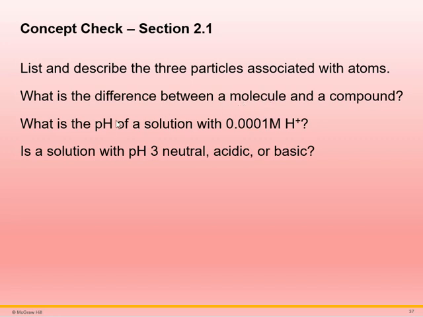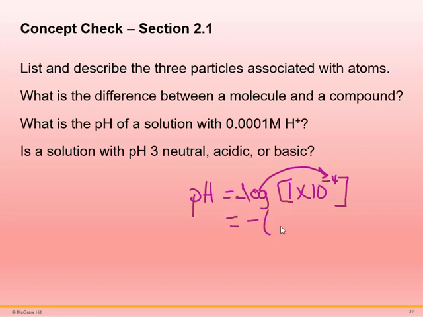It's also a molecule. So what is the pH of a solution with 0.0001 molar hydrogen? Just real quickly, this would be 1 times 10 to the negative fourth. So the pH equals the negative log of 1 times 10 to the negative fourth. The log is that number, negative 4, and a negative times a negative is a positive, so this would be 4. And that would be acidic. A pH of 3 would also be acidic. So that is our real quick review of section 1.